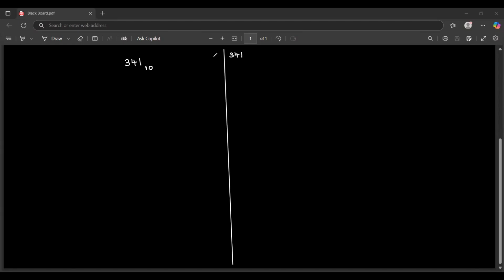So 341 divided by 2 will give me 170, and the remainder will be 1. Dividing it by 2, I will get 85, remainder will be 0. If I divide it by 2, I will get 42, remainder will be 1. Dividing by 2, I'll get 21, remainder will be 0. So I'll just go on. Here we have 2 and the remainder is 1, then 1 and then 0.